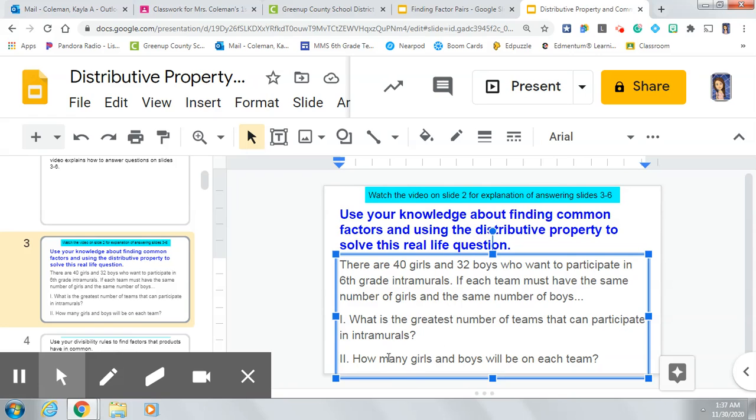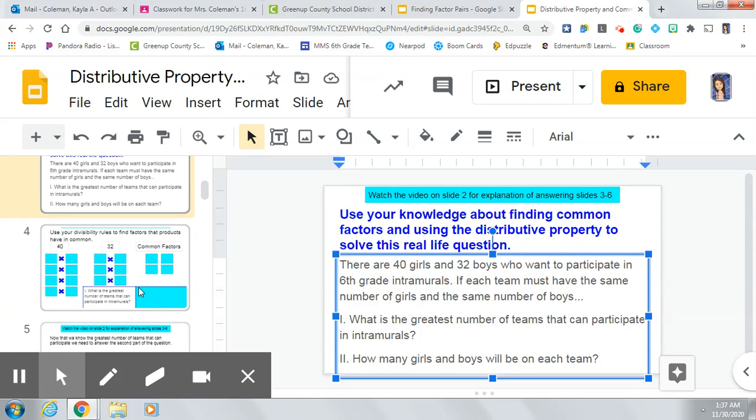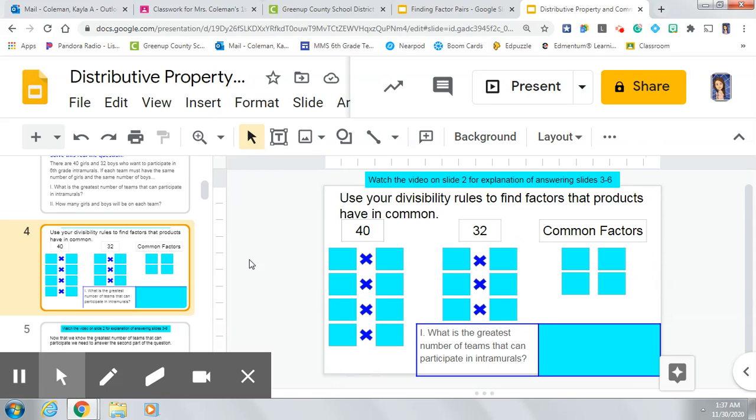So we're going to do one question at a time, and you've actually already done this in yesterday's lesson. What you have to do to find the greatest number of teams is find your factor pairs and then identify the common factors of 40 and 32. So on this next slide, we're finding common factor pairs for 40 girls and 32 boys. Thinking back to your divisibility rules, you want to ask yourself, can I divide 40 by 1?